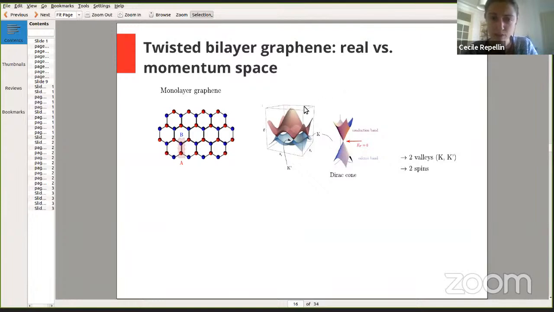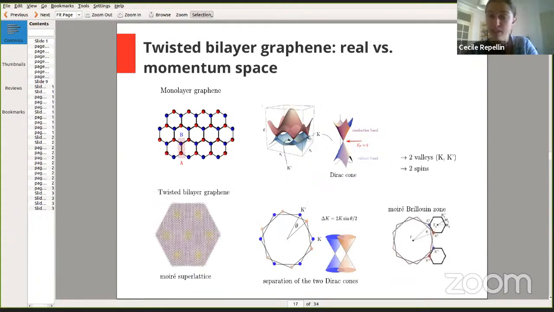And wherever they touch, there is a linear dispersion relation. There's a Dirac cone around the Fermi energy. So you have two, we call those valleys, at the K and K prime points. They are the two inequivalent corners of the Brillouin zone, and you also have two spins.